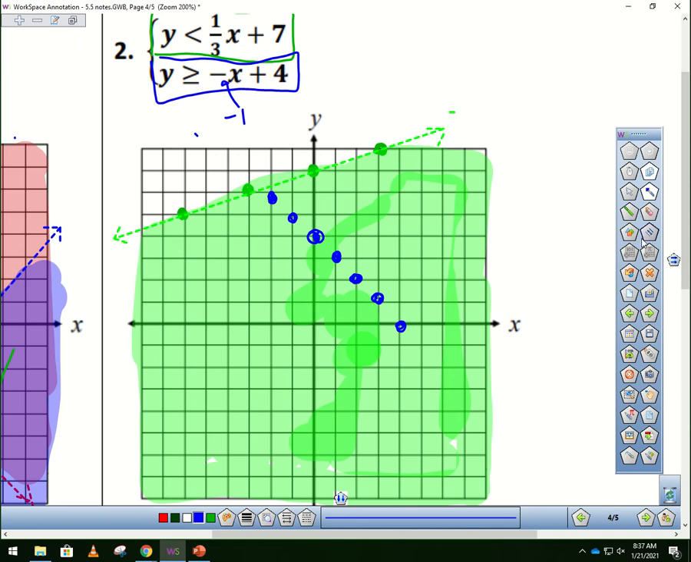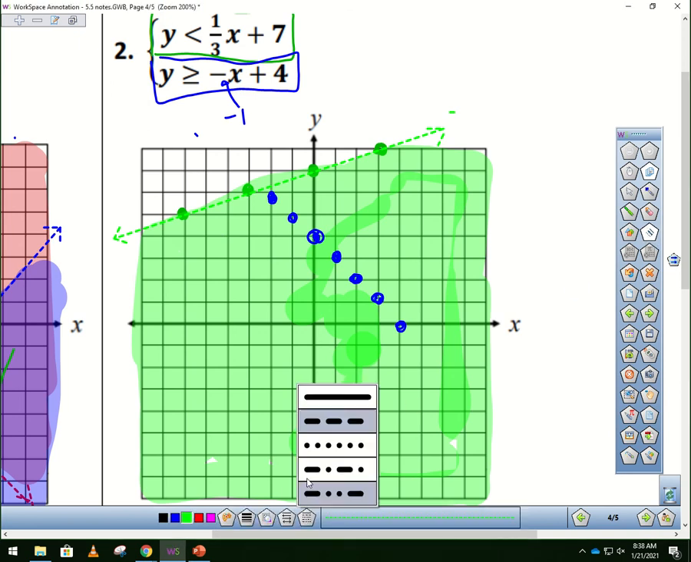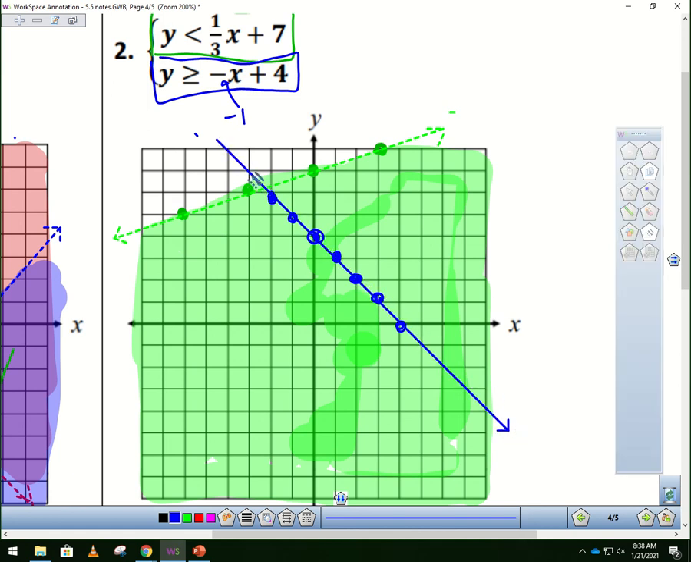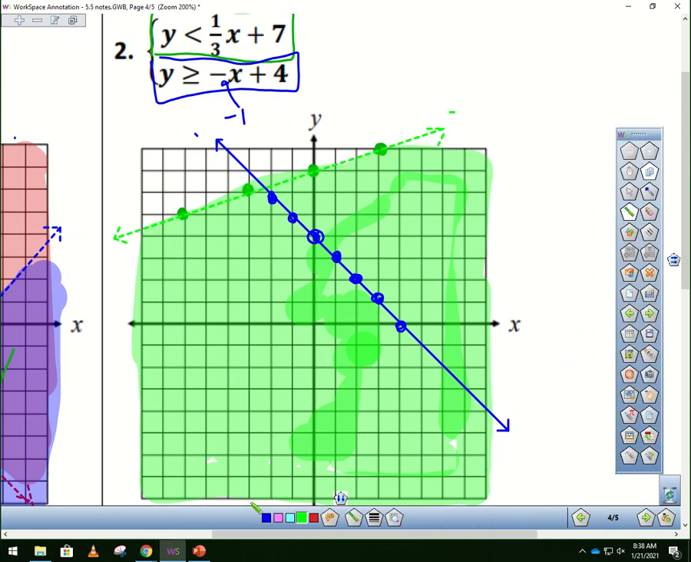Once you have that, we determine, is the line solid or dashed here? Solid. Good. Why is the line solid? Because it's greater than or equal to. Good, the equal to part. And am I going to shade above or below? Above. Good, because it's greater than, I'm going to shade above.